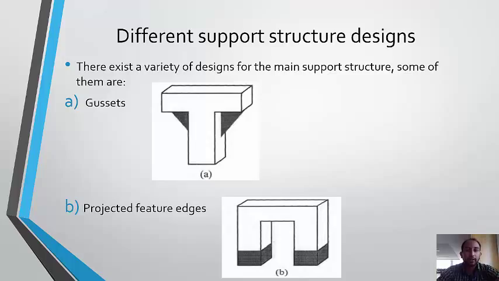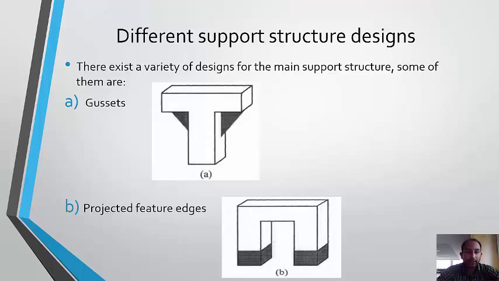There exist a variety of designs for the main support structure. Some of them are gussets. Gussets are used to support lightweight overhanging areas during the part building process and attach to a variety of vertical wall near the hanging areas. Gussets provide the optimal support for overhanging areas while requiring minimal resources during the building process. The supports are also easily identified during cleanup.